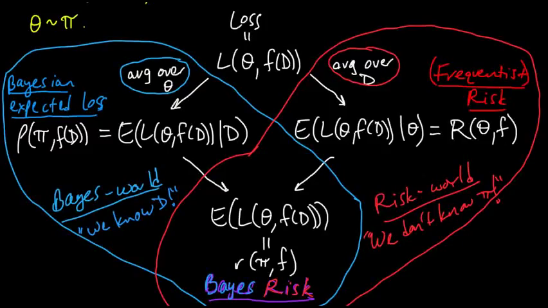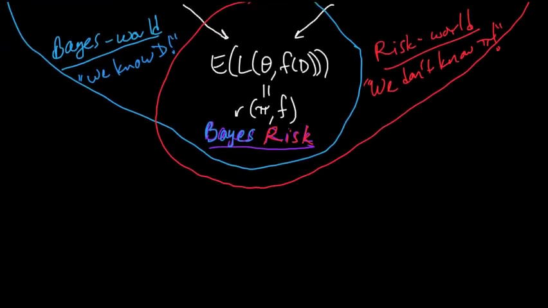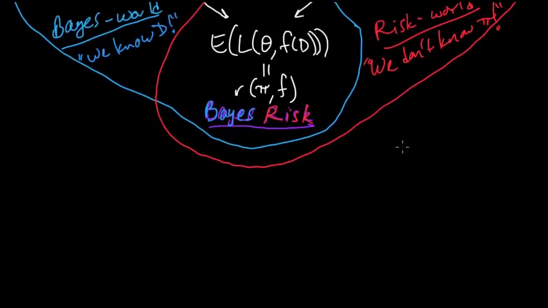Now that we have our head screwed on straight about all these different types of risk and loss, let's talk about how these are used in different situations from the Bayesian perspective and the frequentist perspective to actually choose a decision procedure, F, or delta.